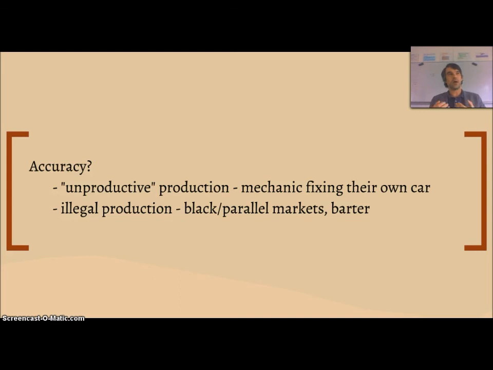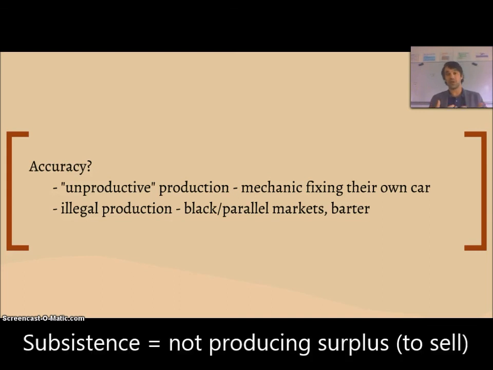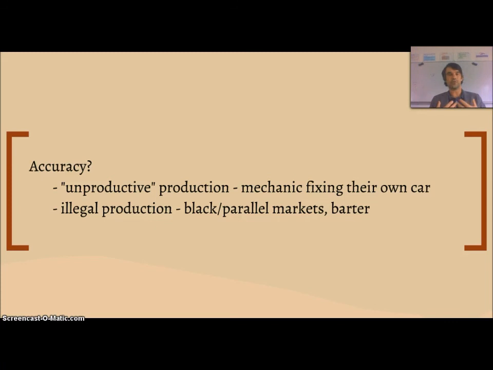This is really substantial in countries where there's a lot of subsistence farming. It probably doesn't matter in the mechanic example, but it does matter in countries where people are growing and eating their own food. The value of that production is not going to be accurately measured. They might try to estimate it, but obviously there's going to be a lot of problems with that.